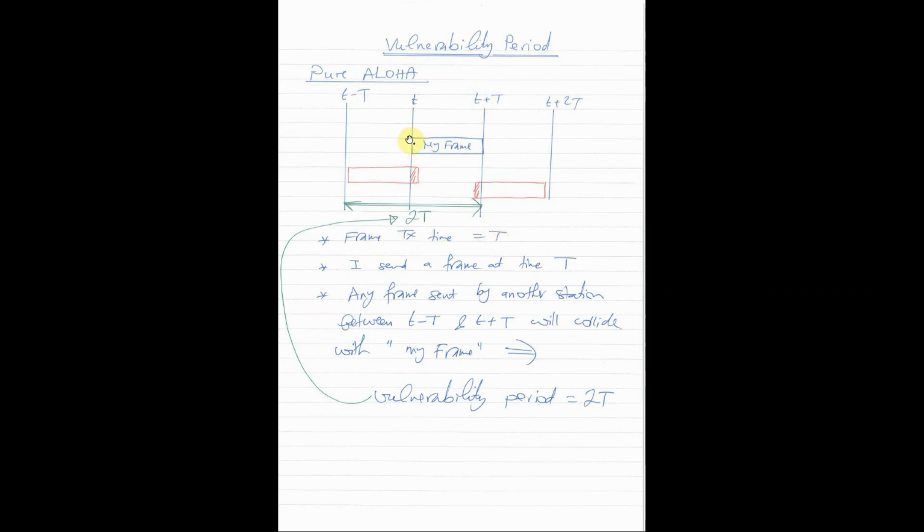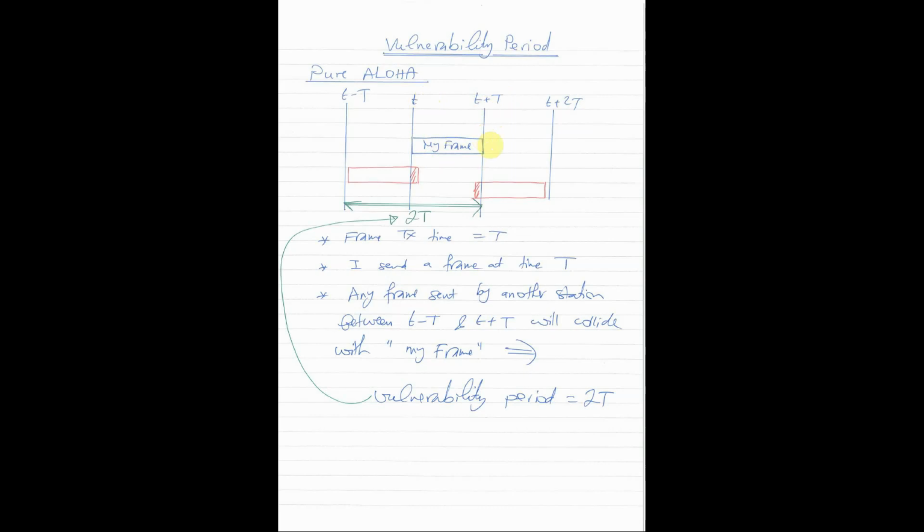If I send the frame, it will exist on the channel for capital T seconds or milliseconds, and then it will arrive at the destination. So at time t plus T, my frame is not on the channel anymore. If I start sending at little t, my frame will exist on the channel until t plus capital T, and after that the channel is idle again, and others can start transmitting.